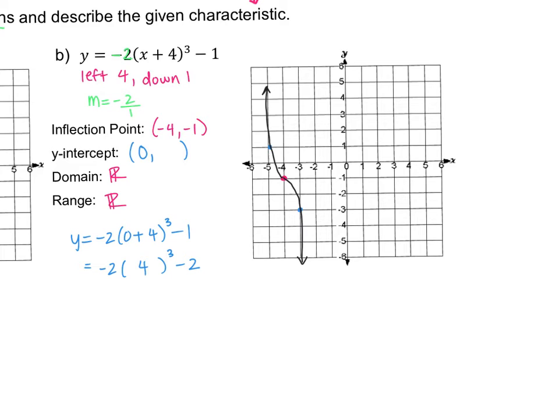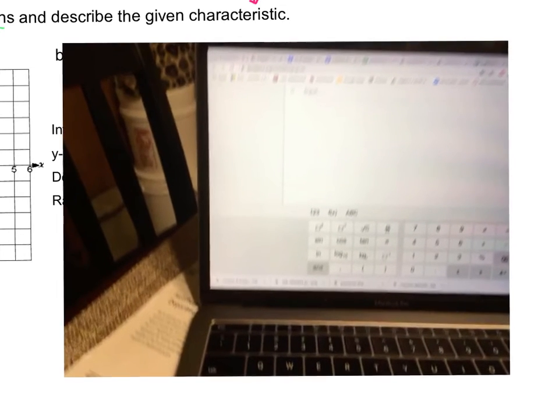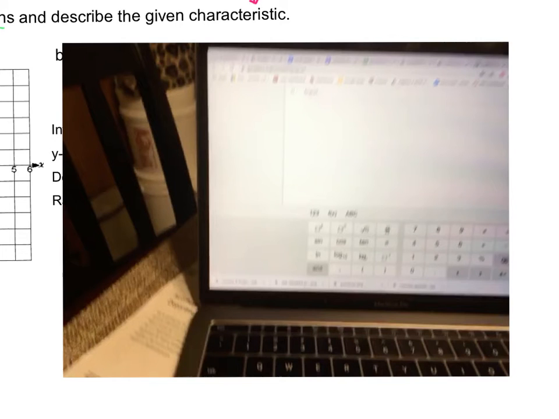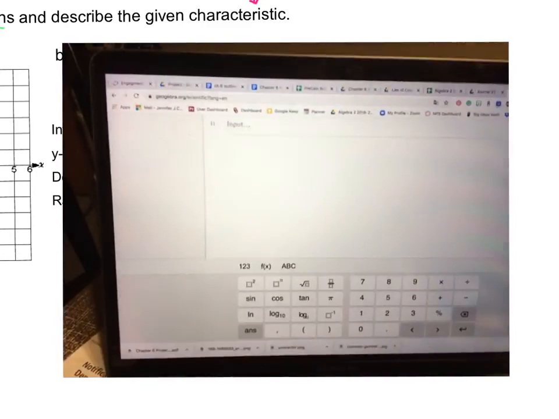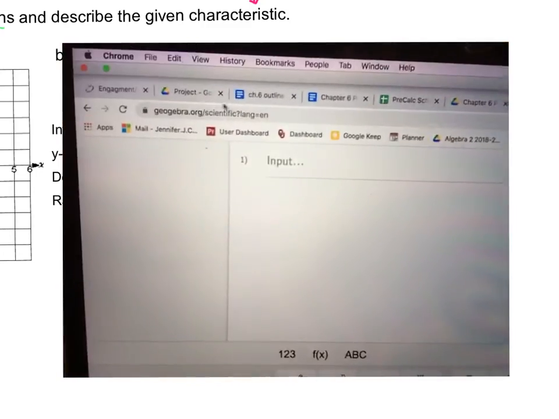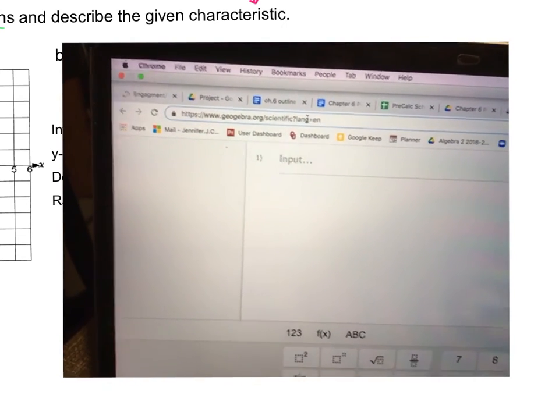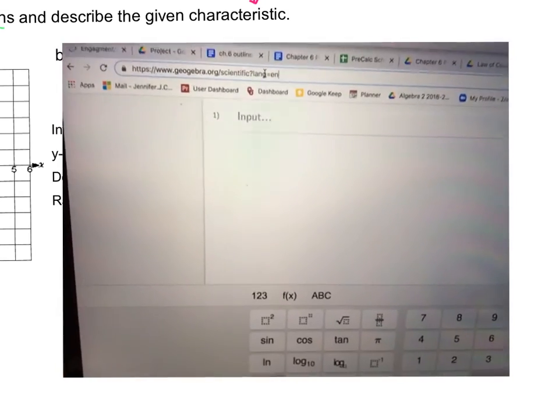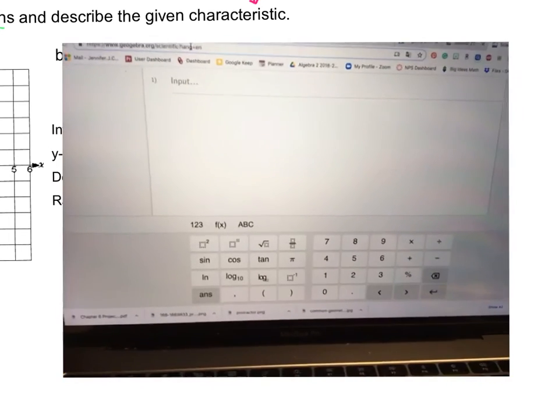So I could do that in a calculator, or I'm going to show you how to do cubes in a calculator. If I switch my camera, see if I can switch that over. Give me 1 sec. There we go. So I'm in GeoGebra right now. If you guys don't know this website here, just type it into Google search. You'll find GeoGebra. And just type in GeoGebra Scientific Calculator, and this should pop up for you. You can also find this link on my homepage of Canvas.